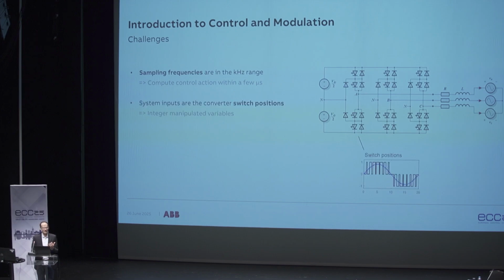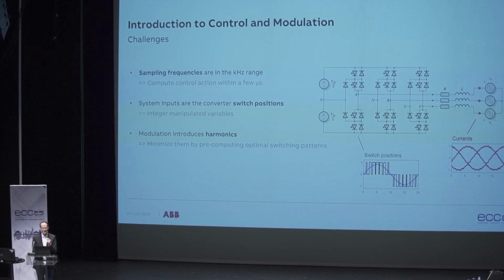The system is clearly an integer linear or integer nonlinear system, because the converter switch positions are your manipulated variable. So you have to decide on these switching transitions. And in whatever way you switch and modulate, you will always introduce harmonics. And these harmonics have detrimental effects. They tend to warm up your load, they create losses, and they might disturb control loops of other systems. So whatever we do, we need to make sure that these harmonics are limited to certain values.